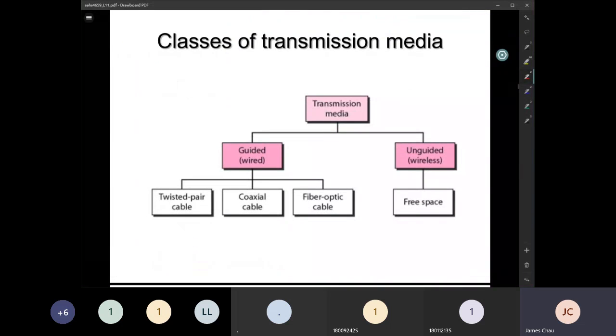Here we give you a class of transmission media. We divide them into two classes: the guided media and the unguided media. Unguided media means we transmit our signal through free space using RF, radio frequency signals. Today we don't talk about this part. We focus on the guided medium, and it includes the twisted pair cable, the coaxial cable, and also the fiber optic cable. They are popularly used in our network connections.